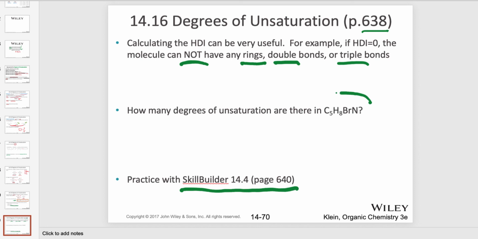Here's an example. Work on this. So you need to figure out how you go from here to a formula that is just carbon and hydrogen, and then compare it to the formula of CnH2n, where you plug in for n a 5. Okay, so those are the two you're comparing, and then you can see the difference between hydrogens and divide that by 2. That gives you the hydrogen deficiency index.